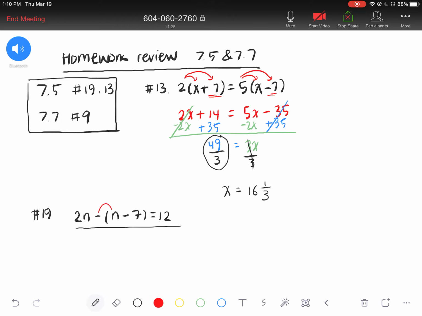Now from this equation, when you have this, just think of it as a negative number, or negative 1. So you can do 2n minus 1 times n, which is 1n. And then negative 1 times negative 7 is going to be positive 7. That equals 12.